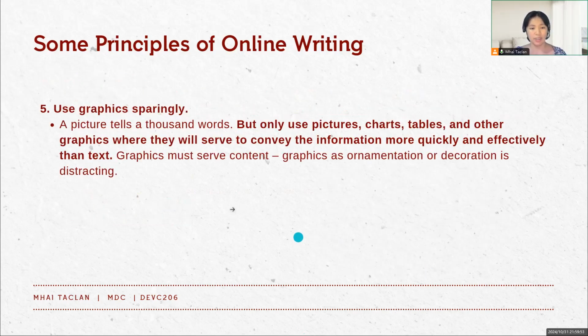The fifth one is to use graphics sparingly. We know that a picture tells 1,000 words. However, in online writing, we should only use pictures, charts, tables, and other graphics when they're needed, where they serve to convey the information more quickly and effectively than text. Again, emphasis on graphics must serve content. Graphics for ornamentation or decoration is quite distracting.